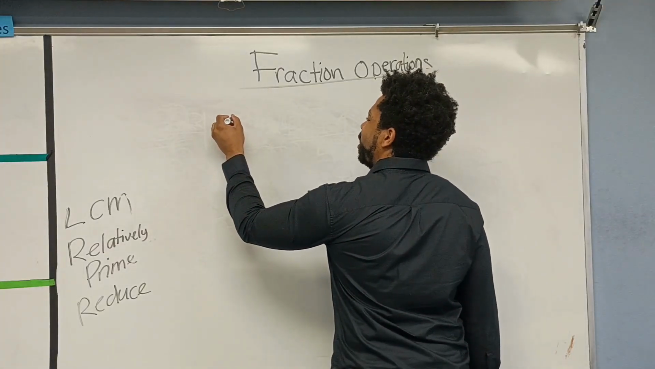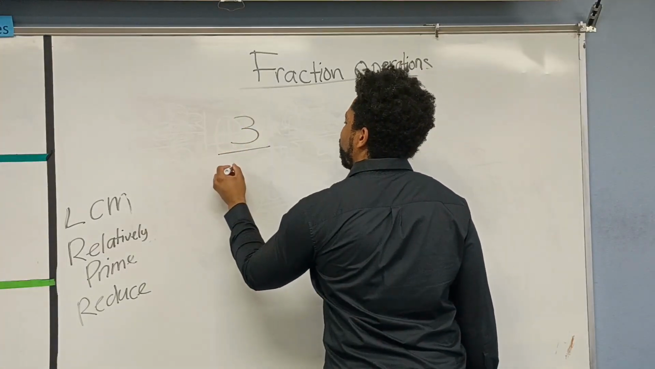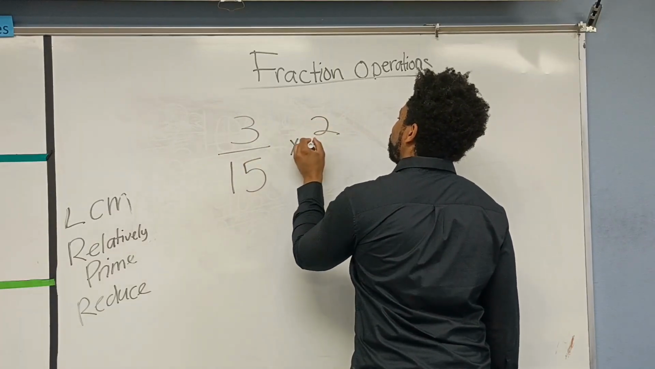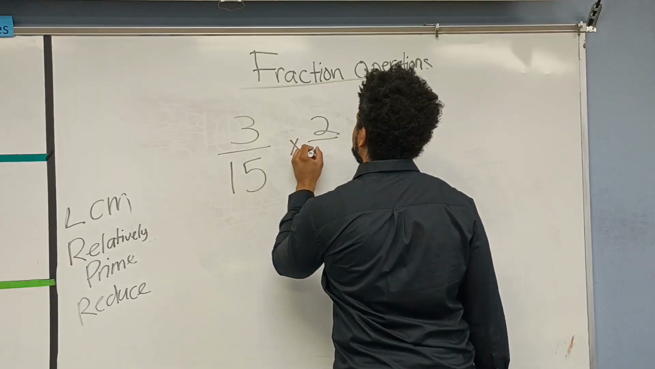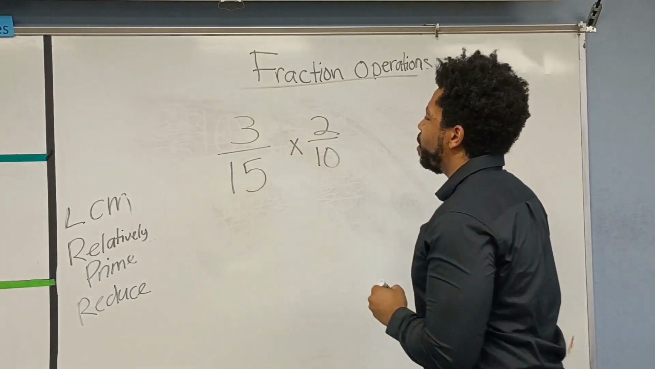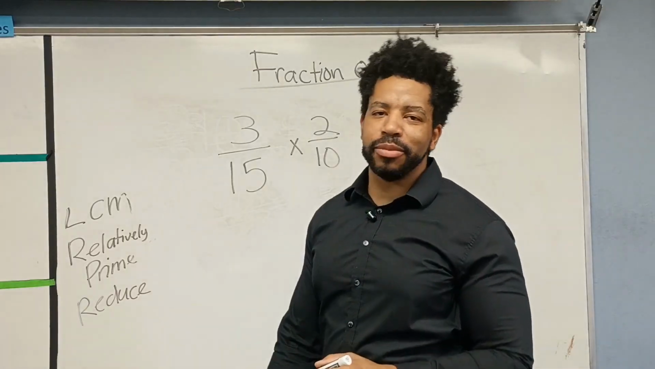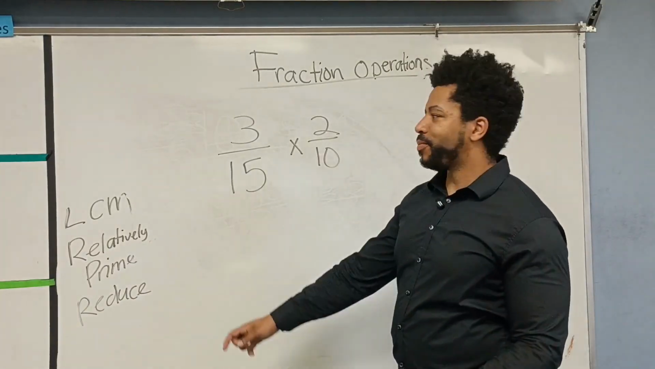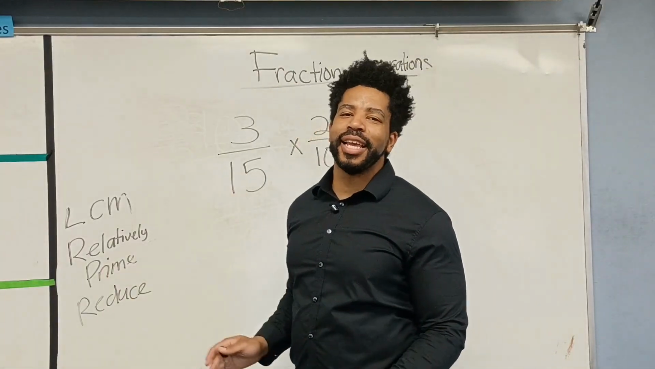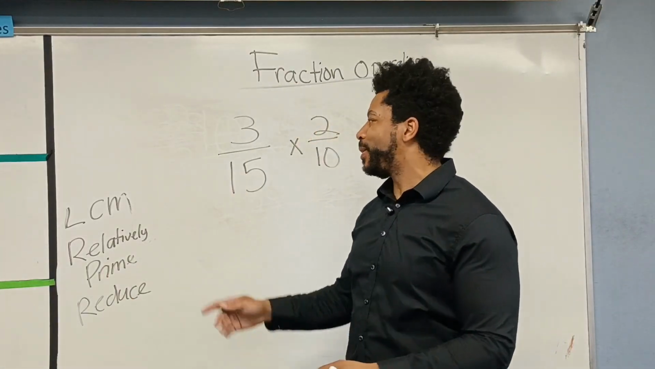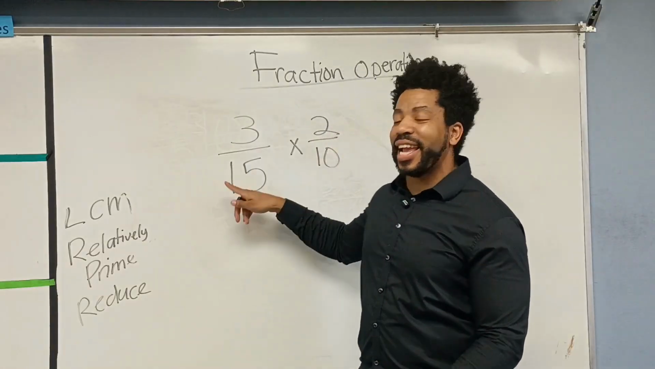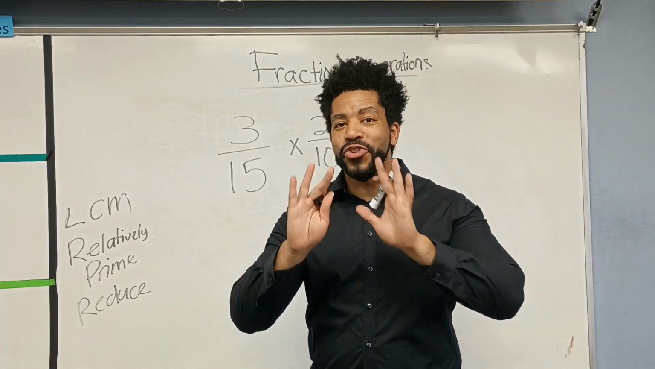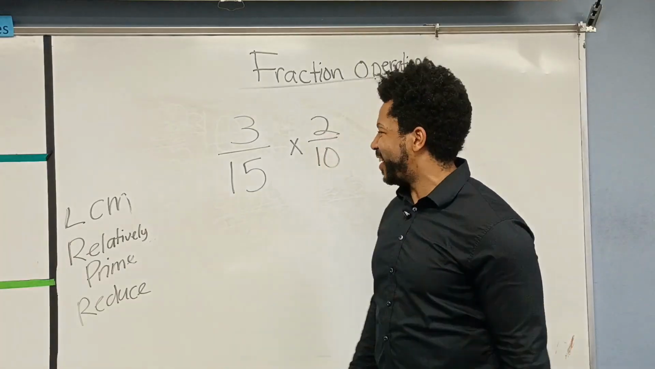Let's say that you have 3 over 15 times 2 over 10. With these numbers, you might look at this and say, oh, I learned this before. We need to get the same denominators at the bottom. And here's what I'm going to tell you. Don't do that.